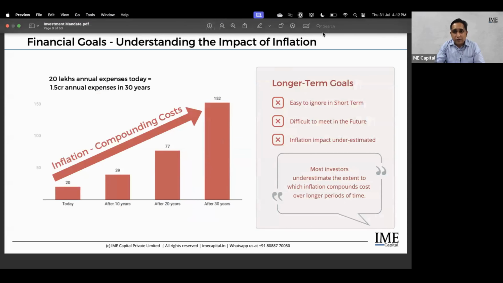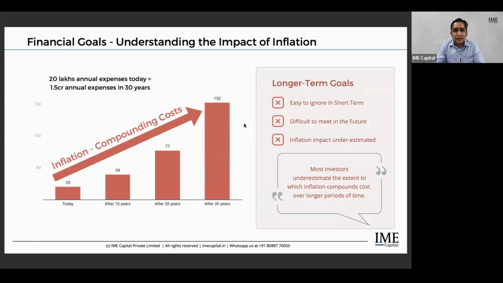So starting with a financial plan, why is it important to have one? The main point is that without a financial plan, investors can very often underestimate the impact of longer term goals. Goals that may be 10, 15, 20 years into the future become very easy to ignore in the short term. And because of the impact of inflation, these goals could prove to be very difficult to meet in the future.